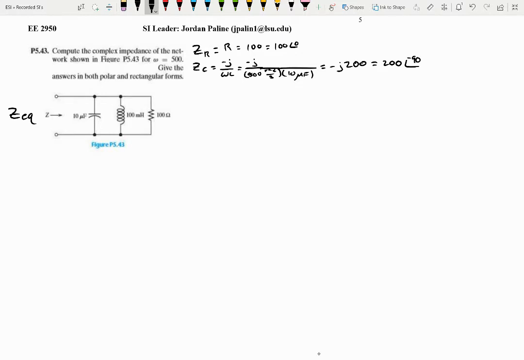Z of L is going to be j omega L, j 500 radians per second. L is going to be 100 millihenries, so j 50, which is equal to 50 at positive 90 degrees. All right, so those are the first three steps.